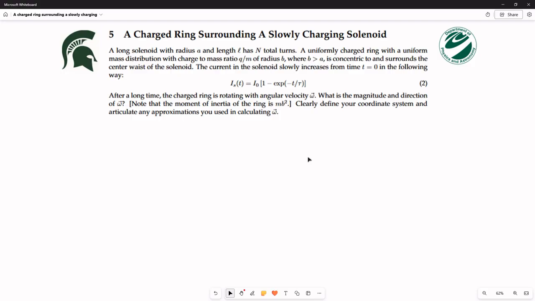We're looking at another question from a 2024 physics subject exam for electrodynamics. This is question 5, a charged ring surrounding a slowly charging solenoid. I will give you a second to look at the problem, and then I'll come back after a short transition and have some more notes and read the problem aloud.